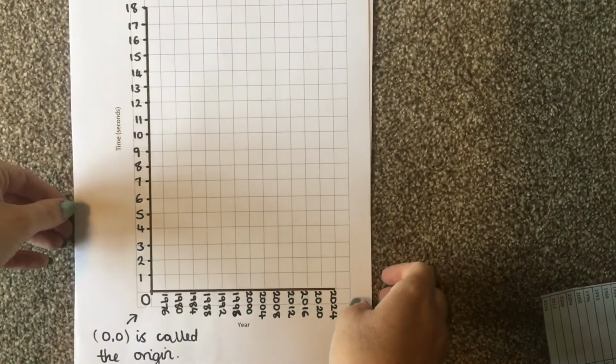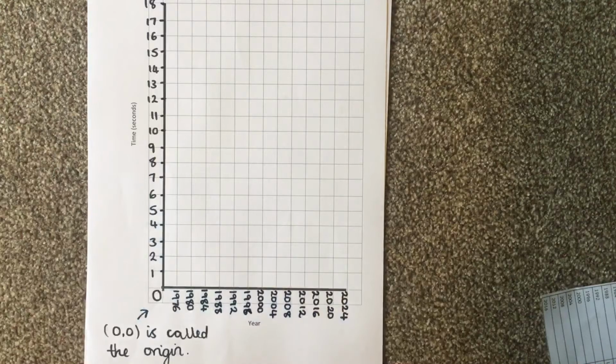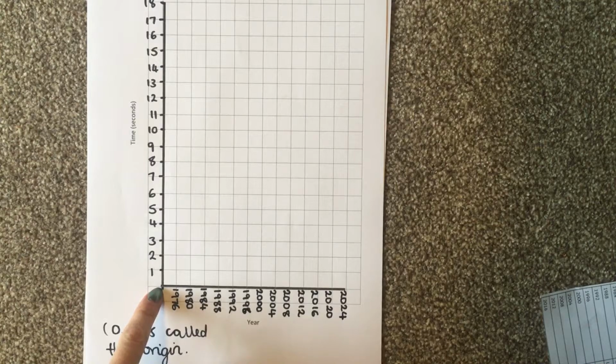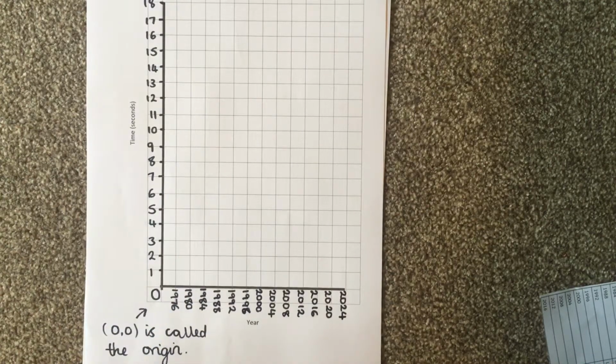So let's say we had this as our set of data. And by the way, this is a fact you'll need for another one of your learning tasks. The point at the corner of a grid, 0, 0, is called the origin. Just drop that in there because you'll need to know for another time.